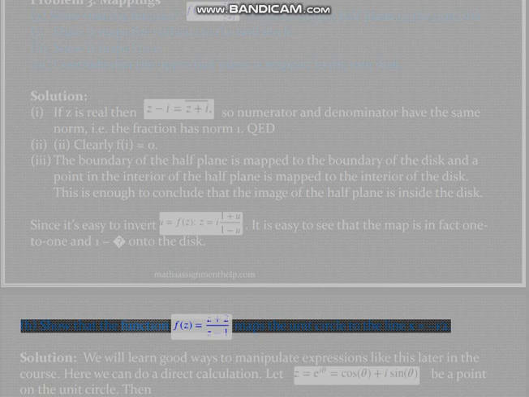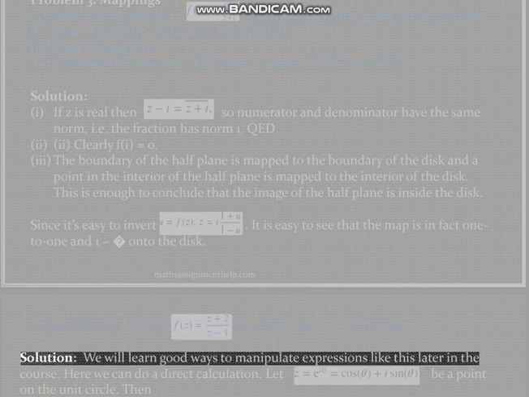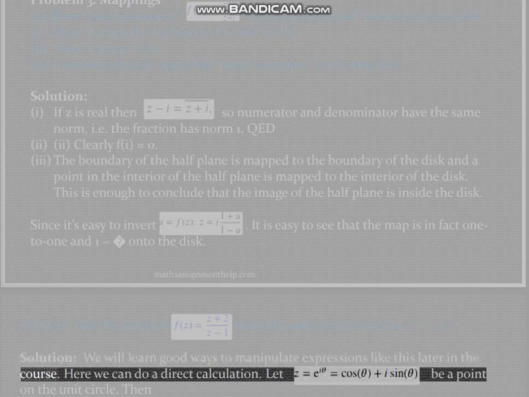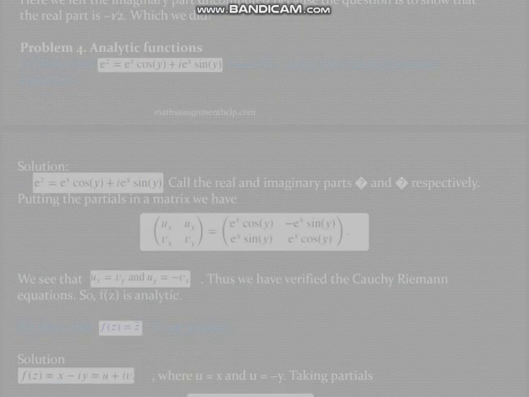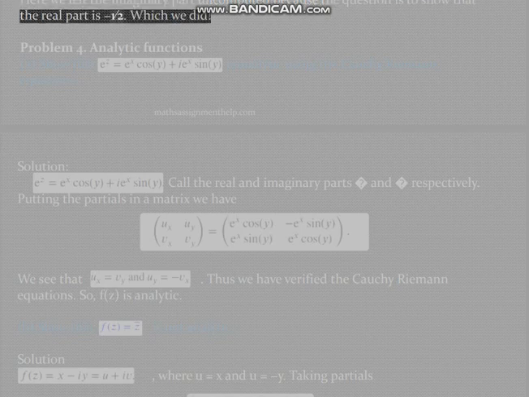B. Show that the function maps the unit circle to the line x equals minus 1/2. Solution. We will learn good ways to manipulate expressions like this later in the course. Here we can do a direct calculation. Let z be a point on the unit circle. Then, here we left the imaginary part uncomputed because the question is to show that the real part is minus 1/2. Which we did.